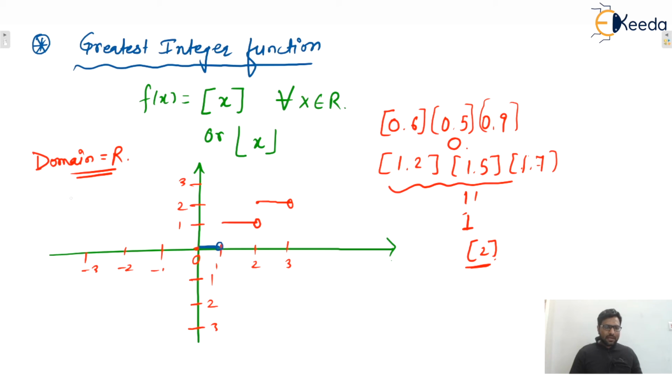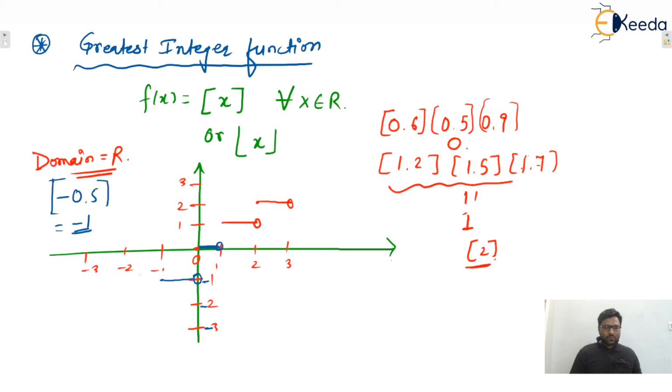Similarly, any number lying between, let's say, -0.5, in the range 0 to -1, the greatest integer function of this will be what? You tell me. We can say -1. So between 0 and -1 the value will be -1 and 0 is excluded, because at 0 the greatest integer value will be 0 only.